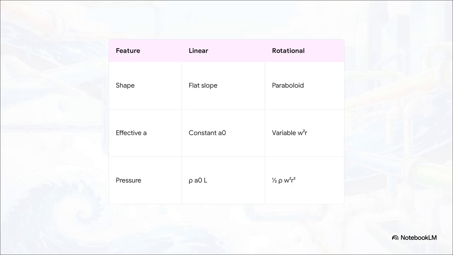Because that outward push is ramping up with the radius, the fluid literally climbs the walls, forming this beautiful curved bowl shape known as a paraboloid. Your effective acceleration here is variable. It's omega squared times r. Our lazy fluid is still just trying to stay perpendicular to the total force, right?